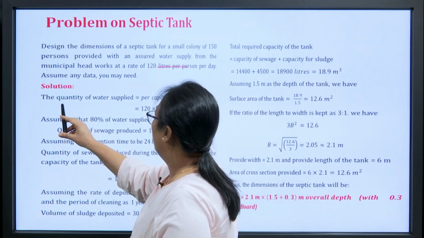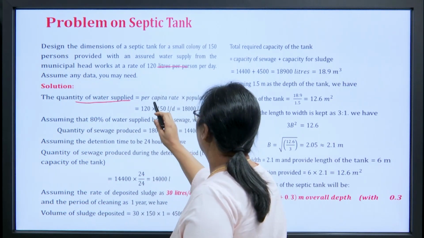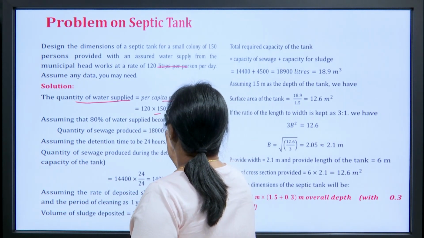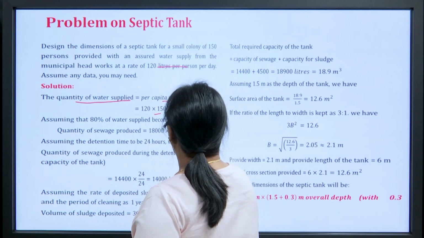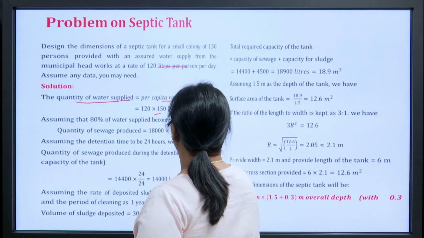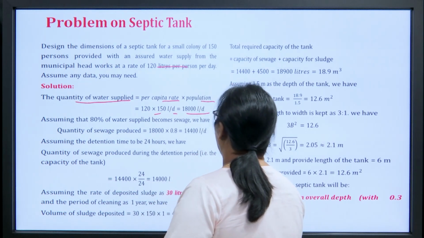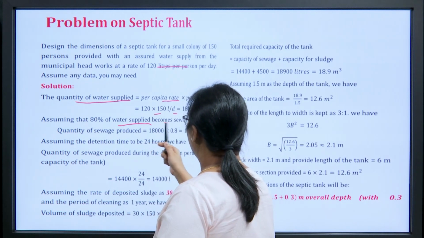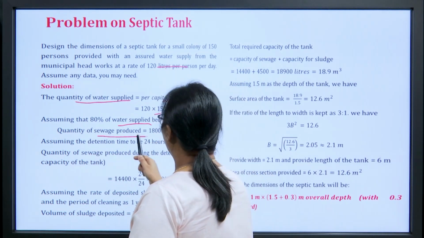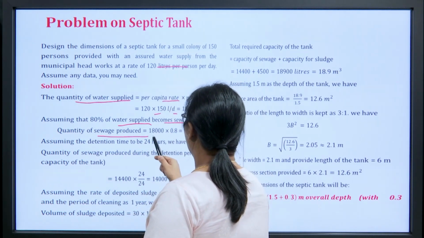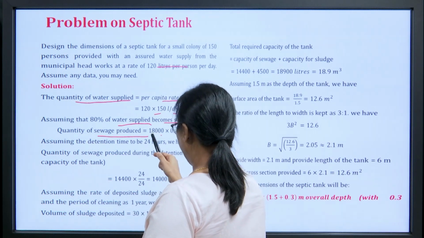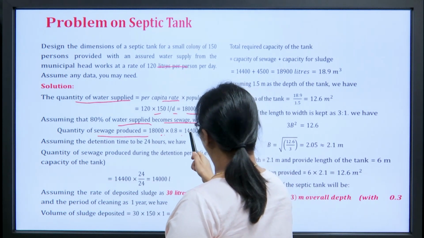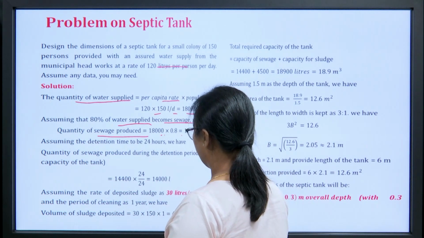So, quantity of water supplied is per capita into population. How much is the per capita? 120 liters, and how many people are there? 150. Okay. So, we have 18,000 liters per day. Assuming that 80% of the water supplied becomes sewage, the quantity of sewage will be 80% of that. So, 18,000 into 0.8, which will work out to be 14,400 liters per day.